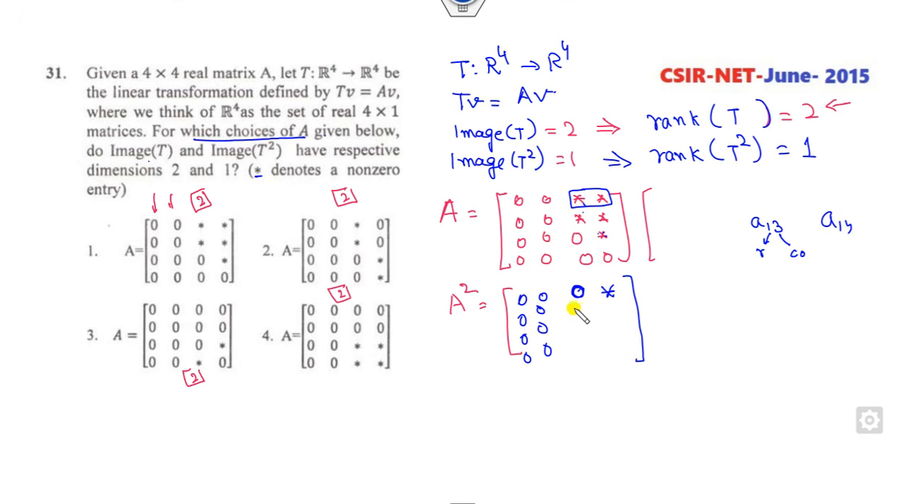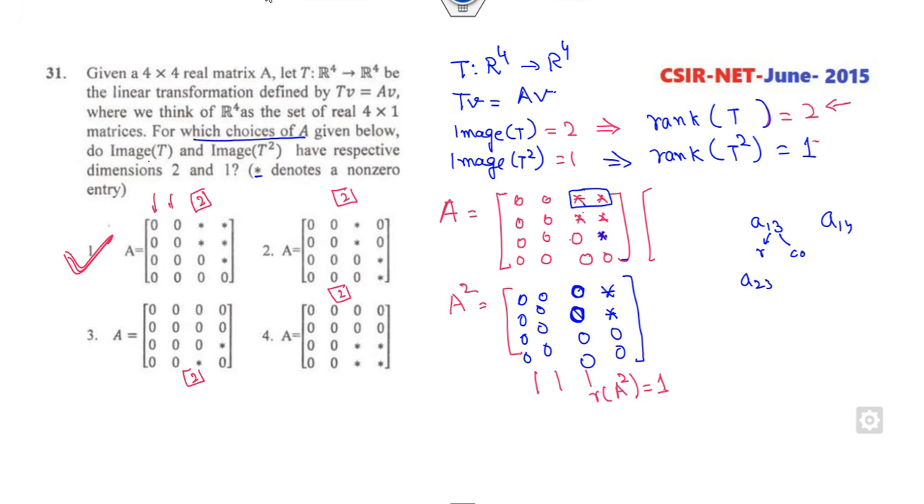Similarly for the other pair, this is A23. This value multiplied by here is 0. This value multiplied by here, the third element is non-zero. Similarly for here, only the fourth position is non-zero. So this is a 0 and this is a 0, and the last row is 0. So what is the rank of this? Clearly there are three 0 elements, so the rank of A square is 1. And this is what we need. So this first option is the correct option.